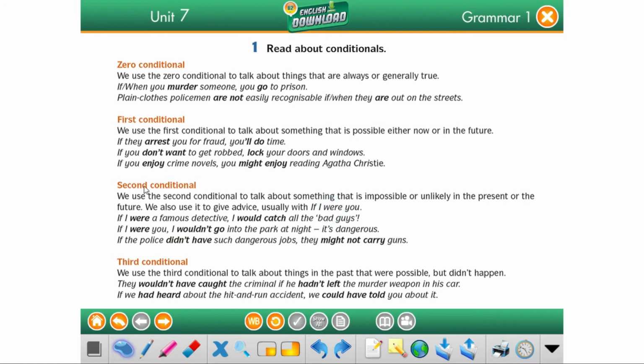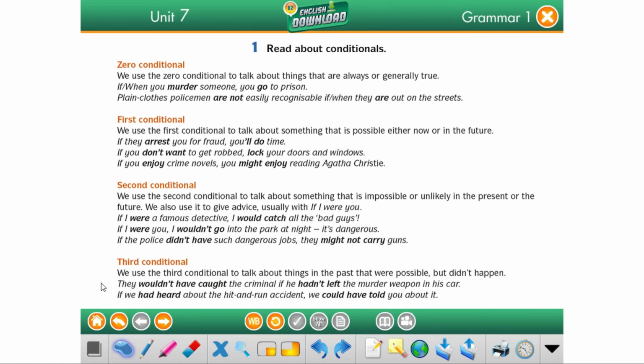Okay, in the case of the second conditional, our if clause is in past simple, then we have the comma, and our main clause is with would: subject, would, verb infinitive, and the complement. If I were a famous detective, comma, I would catch all the bad guys. And also we can change positions. I would catch all the bad guys if I were a famous detective. But remember that we take off the comma when we change positions. Now let's go with the third conditional.